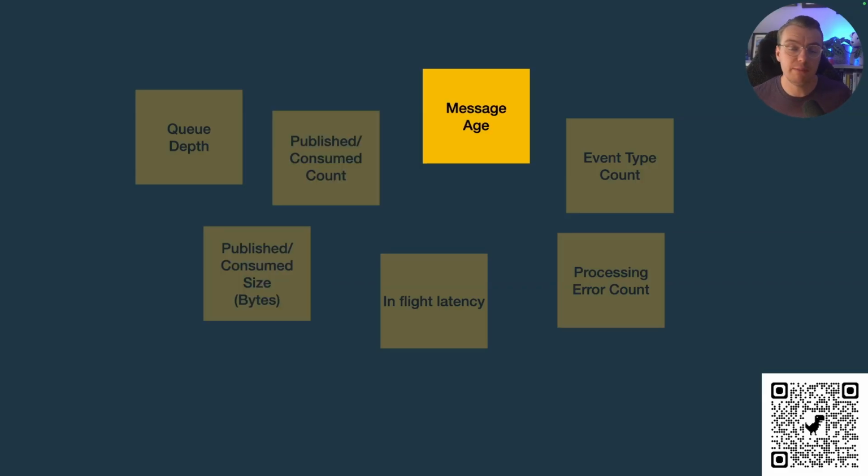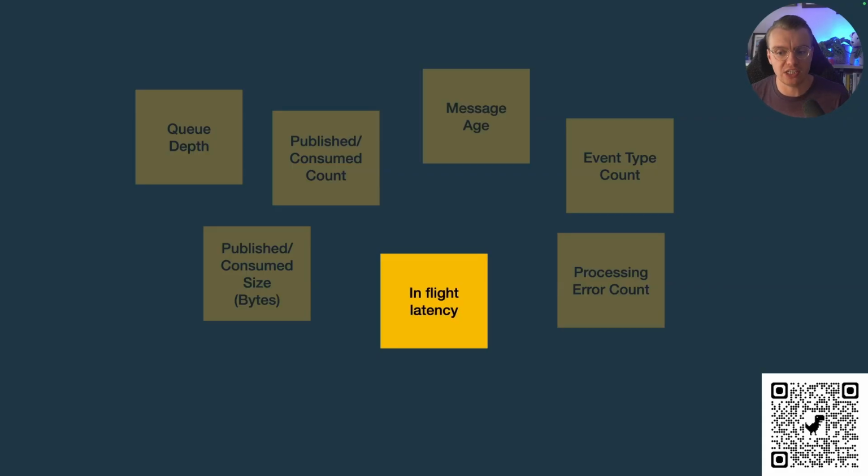The age of the message, how old are the messages you are processing? If you're finding that the message age is consistently creeping up over time, this again could indicate that you can't deal with the throughput of the system. Your consumers simply can't deal with the throughput, so you're getting this ever-growing backlog in the age of message that you processed. In-flight latency, how long does the actual message transport add to the overall processing of the event?